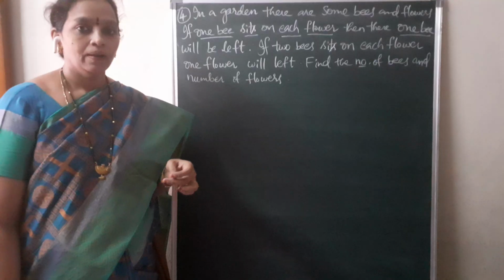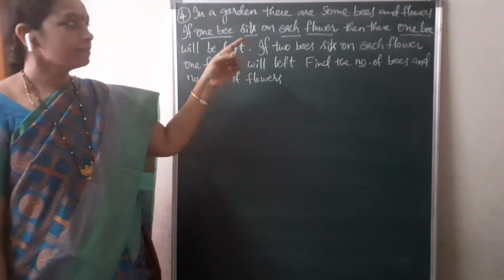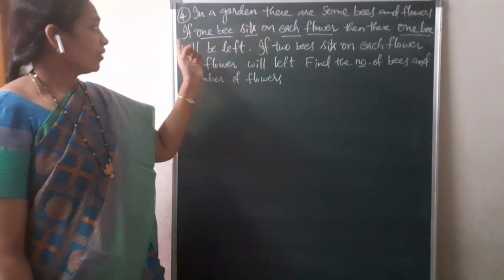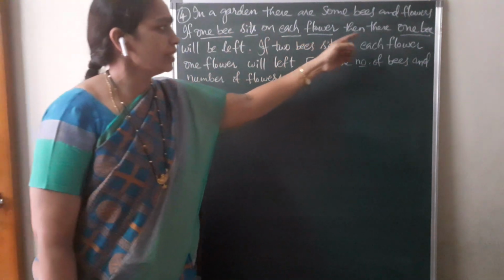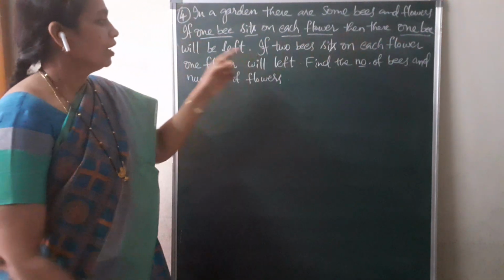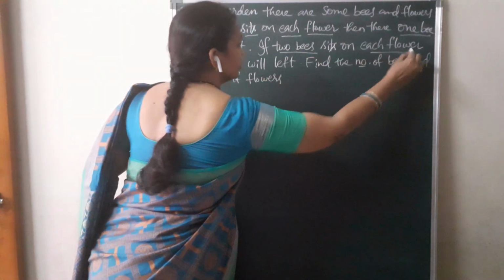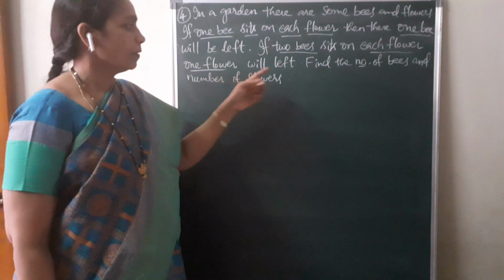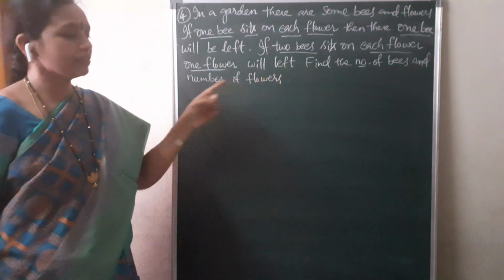Like that. So one more word problem we will discuss. Suppose in a garden there are some bees and some flowers. If one bee sits on each flower, there will be one bee left. If two bees sit on each flower, then one flower will be left. Then find the number of bees and number of flowers in the garden.